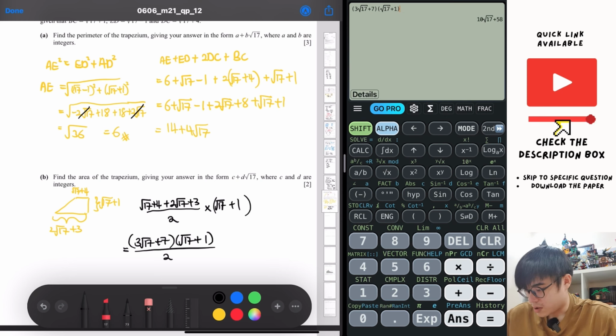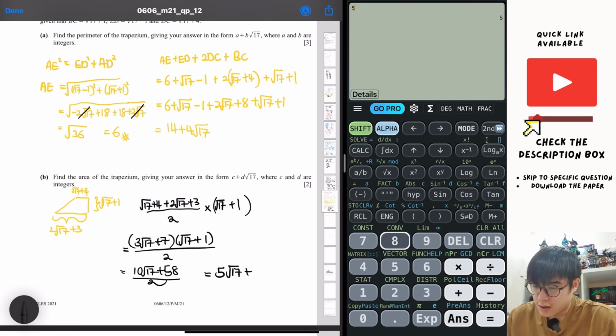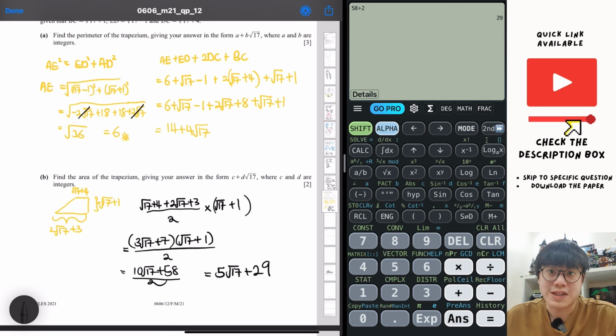So you actually get 10 square root 17 plus 58 divided by 2. When you divide this by 2, you will get your answer as 5 square root 17 plus 29. So this will be your final result for the area of the trapezium.